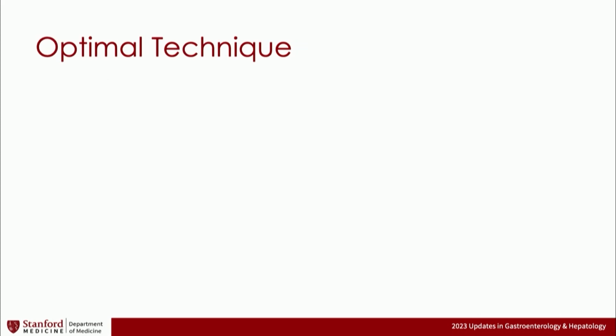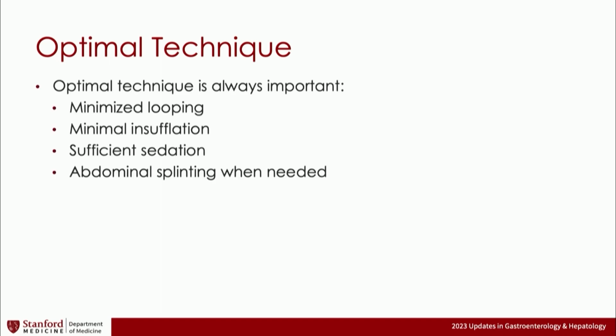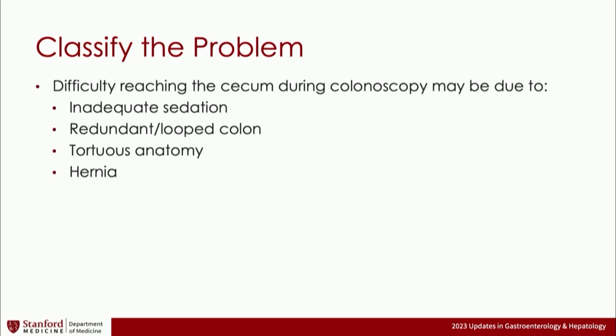Whenever we perform colonoscopy, I think it's always important that an endoscopist tries to optimize their technique. And an endoscopist's career, I think, is with this continual growth of trying to figure out what their best technique can be and how they can continue to improve. But the main pillars that we think about are minimized looping, minimal insufflation, sufficient sedation, and utilizing abdominal splinting when needed. When we have difficulty reaching the cecum, we tend to think about 4 different types of problems. There's inadequate sedation, redundant or looped colon, tortuous anatomy, or presence of hernia.